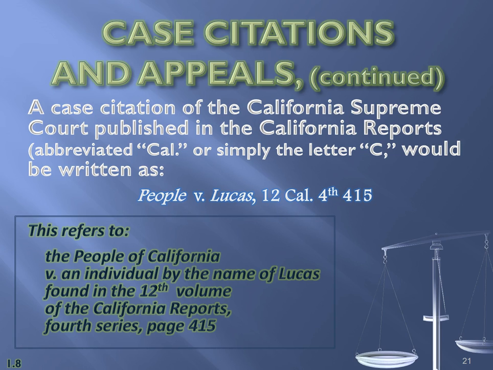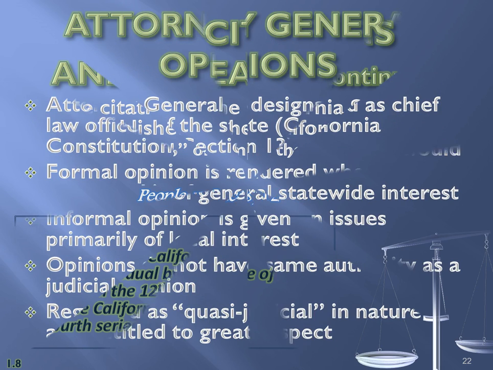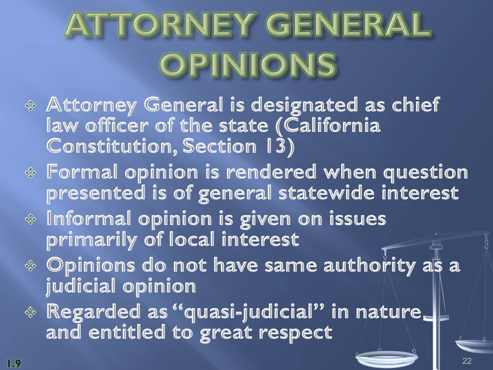Case citations, just to show you what it looks like: a case citation of the California Supreme Court published in the California Reports, abbreviated Cal. or simply the letter C, would be written as you'll see here, People v. Lucas, 12th Cal. 4th, 415. This refers to People of California versus an individual by the name of Lucas, found in the 12th volume of the California Reports 4th series, page 415. So again, we're not going to spend a lot of time on that, but those are things that you do have to kind of know.